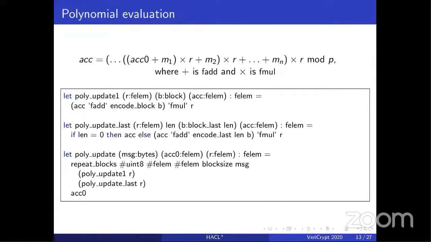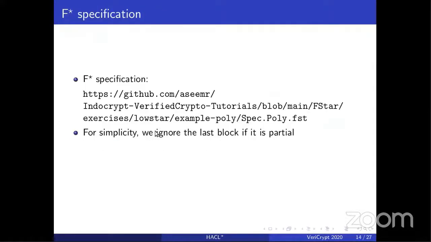The next step is polynomial evaluation, where we define a loop combinator that we call repeat blocks that splits the input message into blocks, and for each block it calls the poly update one function. It just applies the addition and multiplication operations that we defined on the previous slide. And for the final block, it calls the poly update last function. So we can take a look at the F* specification, and for simplicity, we ignore the last block, which is partial.